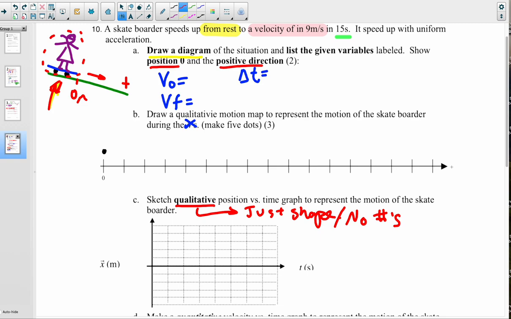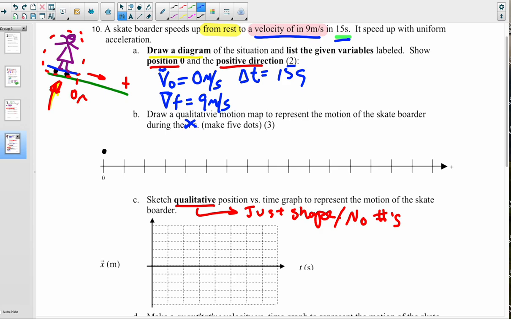What's the starting velocity if she speeds up from rest? The answer is 0 meters per second. Our final velocity would be the velocity at 15 seconds, which is 9 meters per second. And then the change in time is the 15 seconds that we have up here.